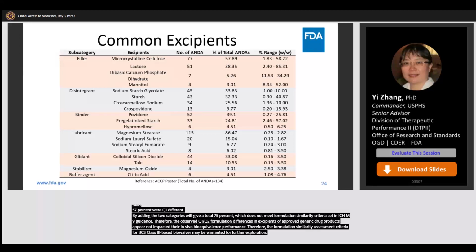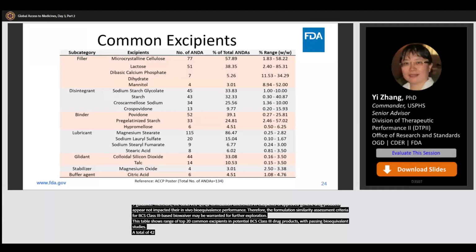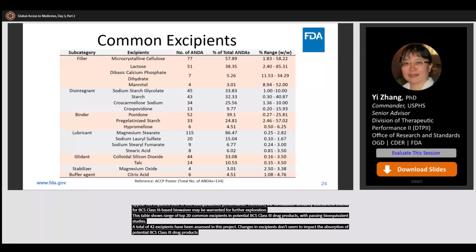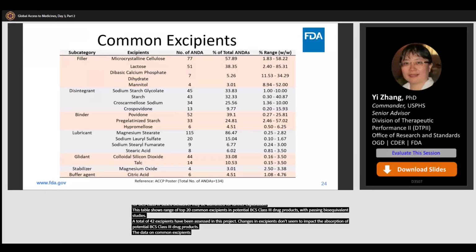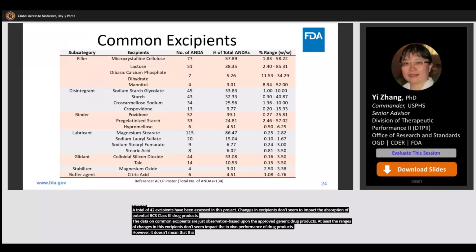This table shows the range of top 20 common excipients in potential BCS Class 3 drug products with passing bioequivalence studies. A total of 42 excipients have been assessed in this project. Changes in excipients don't seem to impact the absorption of potential BCS Class 3 drug products. The data on common excipients are just an observation based upon the approved generic drug products. At least the ranges of changes in these excipients don't seem to impact the in vivo performance of drug products. However, it doesn't mean that these excipients can be used in all BCS 3 products.